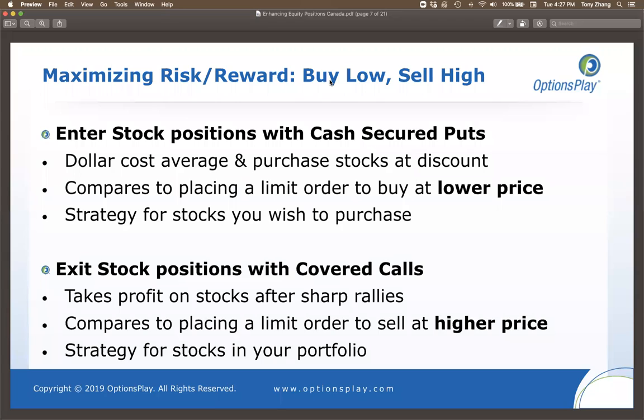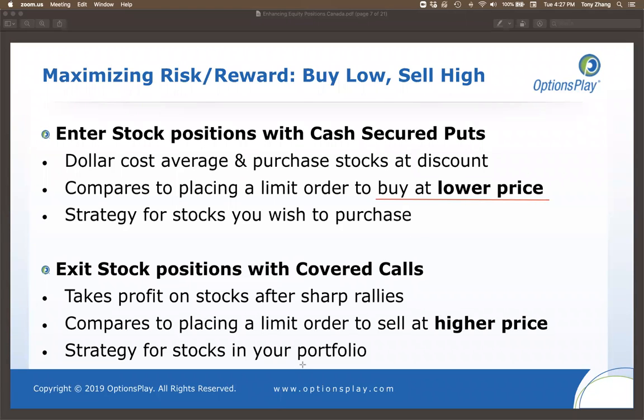Because when you sell a cash secured put, it's purchasing stocks at a lower price plus an additional discount. This allows you to dollar cost average and generate a discount on all stock purchases. And again, this compares to placing a limit order to buy at a lower price. Again, we're going to go through an example to make this a little bit more concrete. And this is a strategy for any stocks that you wish to purchase.